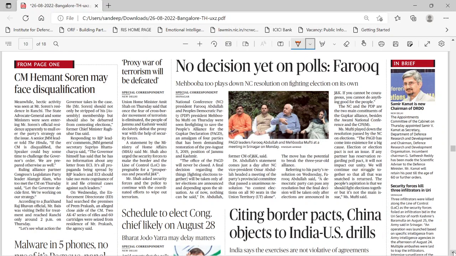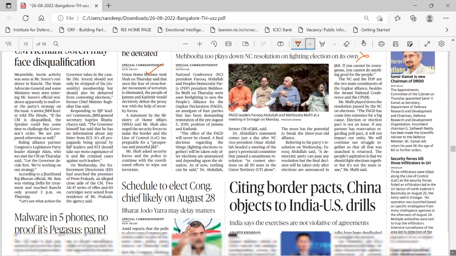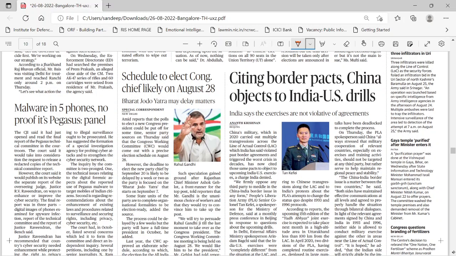Now, guys, proxy war of terrorism will be defeated. Union Home Minister has spoken about certain people entering into India. Not so important. No decision yet on polls, Farooq. Yes, let them take a decision, then it becomes important. Schedule to elect Congress chief, not important.